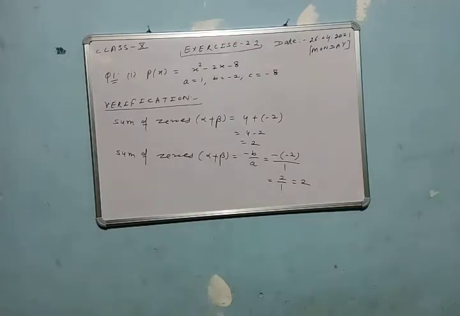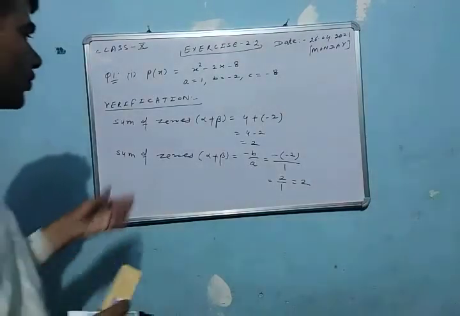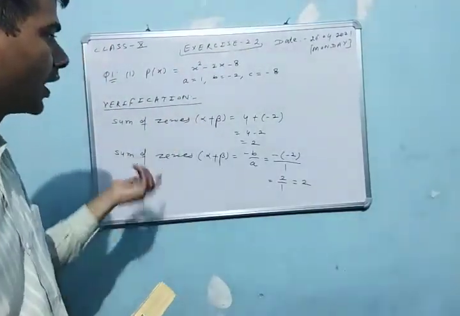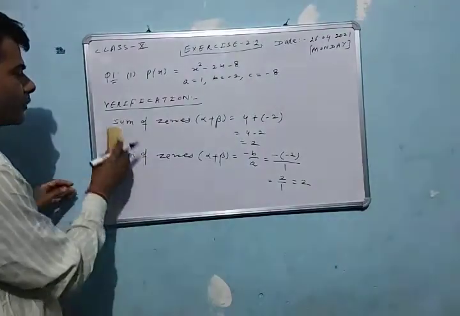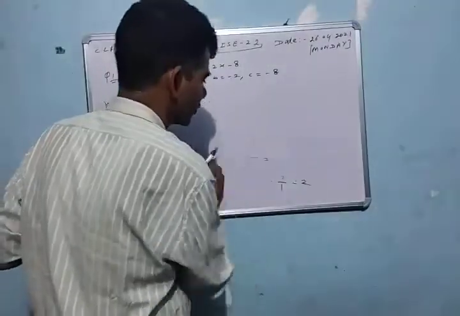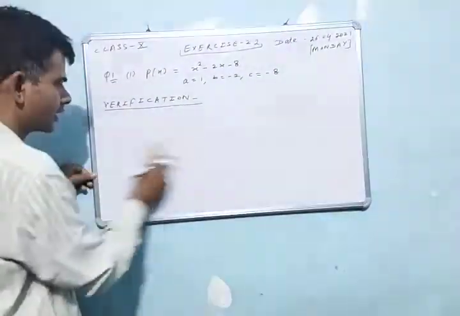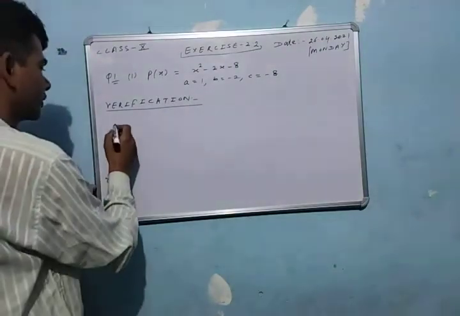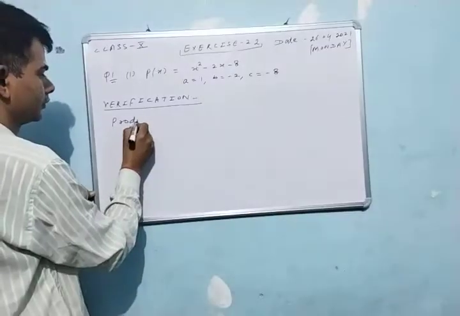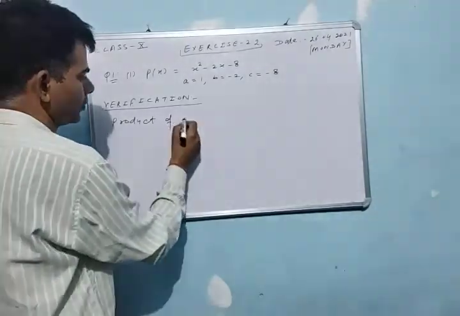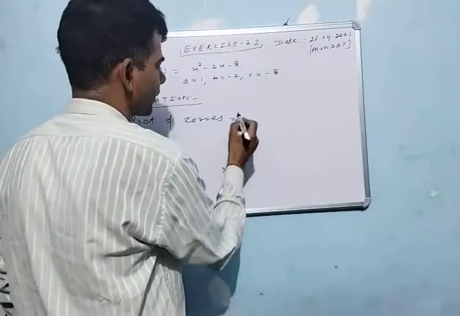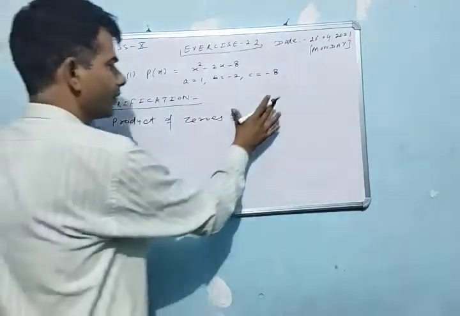Now student, in the next step we will verify by the product of zeros. This was the sum of zeros. Now we will verify by the product of zeros. The product of zeros by the zeros and by the coefficients should be equal. Product of zeros, that is alpha into beta.